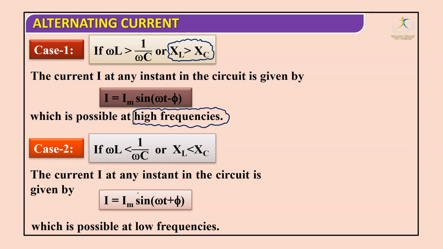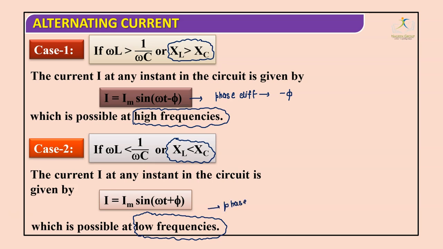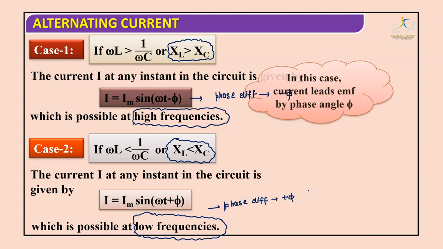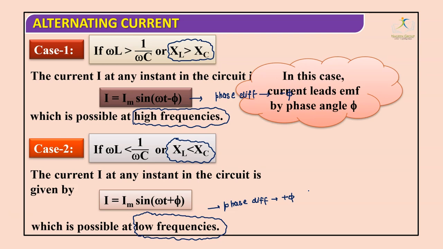And XL less than XC is possible for a low frequency. In the first case, phase difference −φ will be there, and in this case phase difference +φ will be there. In this case, current leads the EMF by phase angle φ.